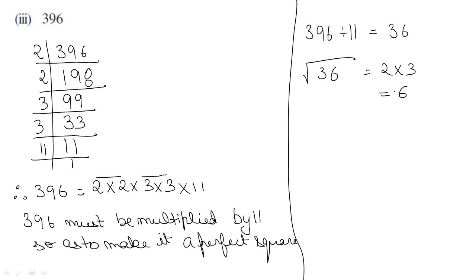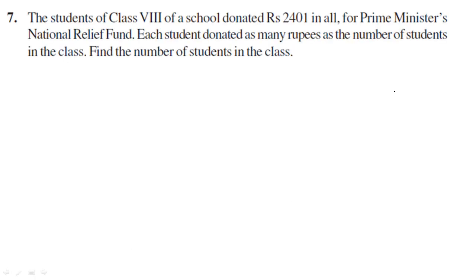Now let's see question number 7. It's a statement sum. The students of class 8th of a school donated rupees 2,401 in all for the Prime Minister's National Relief Fund. That means all the students of class 8 donated rupees 2,401. Now let's read the next statement. Each student donated as many rupees as the number of students in the class.